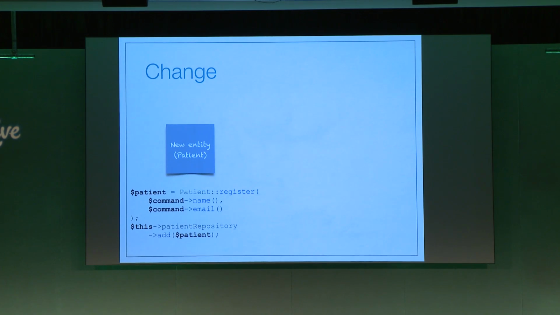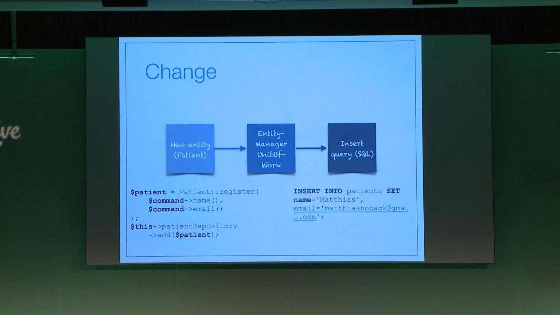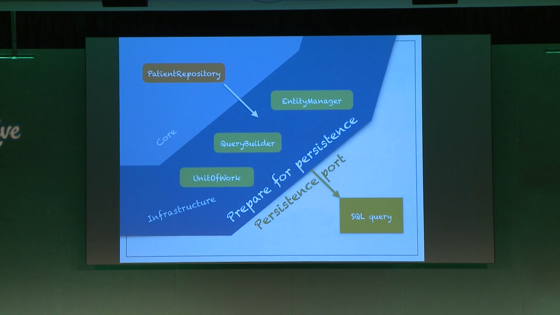Just like in this code. The repository, when asked to add the patient to its collection of patients, uses something like an entity manager, unit of work, if it's Doctrine style, of course. And finally, at some point, an insert query will be issued, and it will be sent to the database. And that looks something like this. So the patient repository uses all these infrastructure-related objects, and finally sends an SQL query to the database.